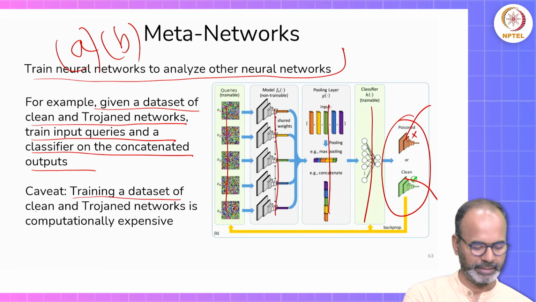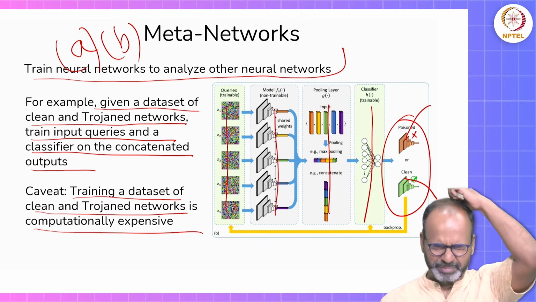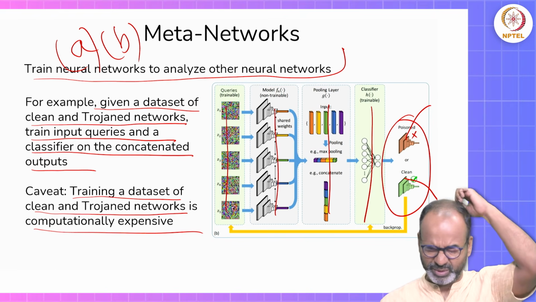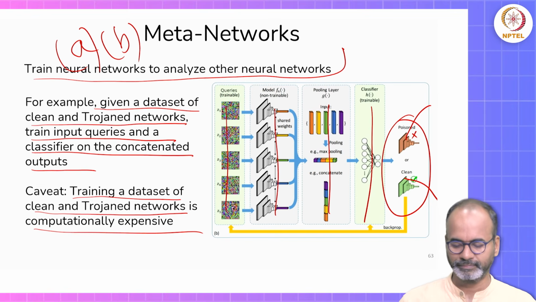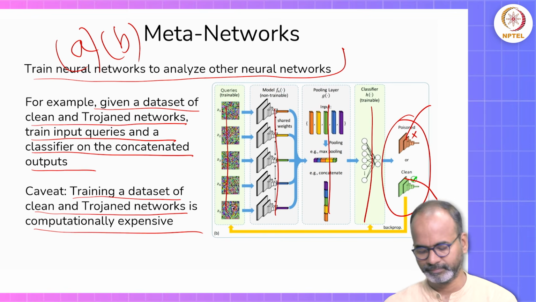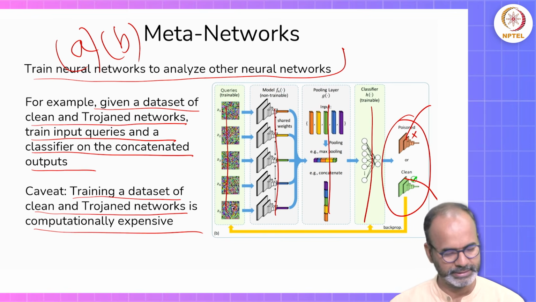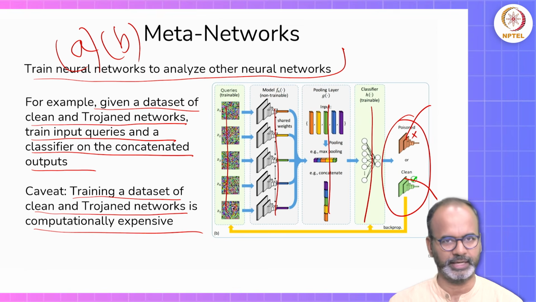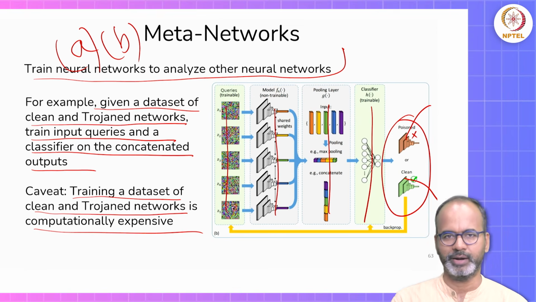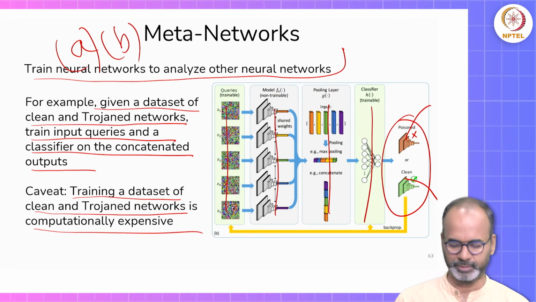Training on a dataset of clean and Trojan networks is computationally expensive. Of course, building a network to identify another network is very expensive. But the intuition is, again, using one network to identify another network.